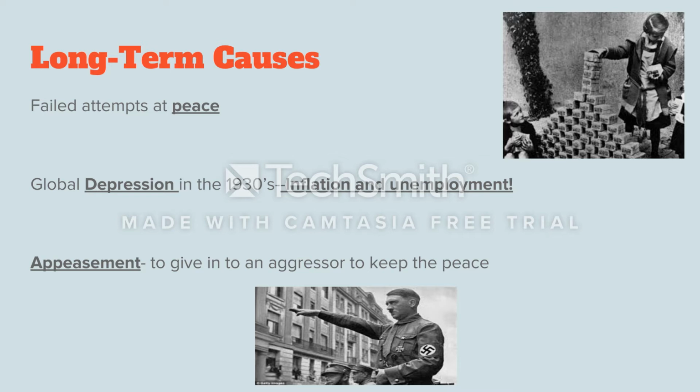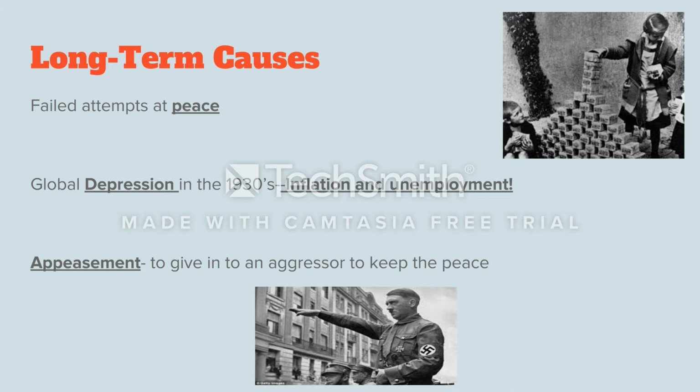With the rise of dictators came a new policy meant to keep the peace in Europe. This is the policy of appeasement. And you defined this for your vocabulary, but appeasement means to give in to an aggressor in order to keep the peace, in order to maintain the peace.